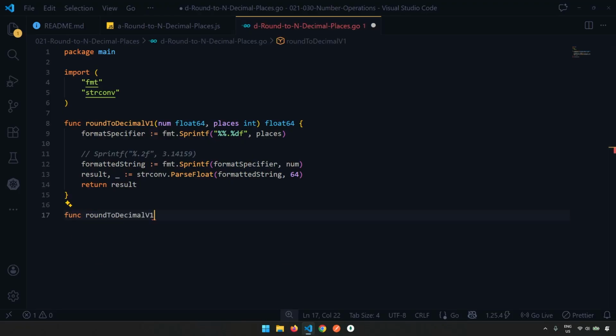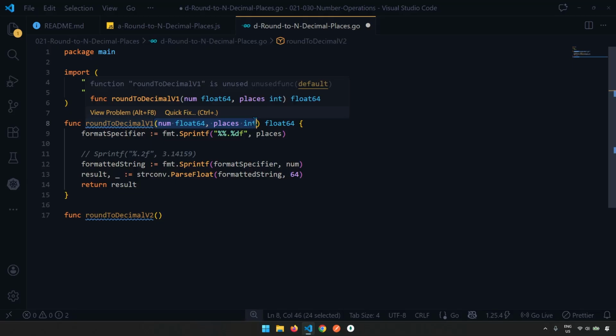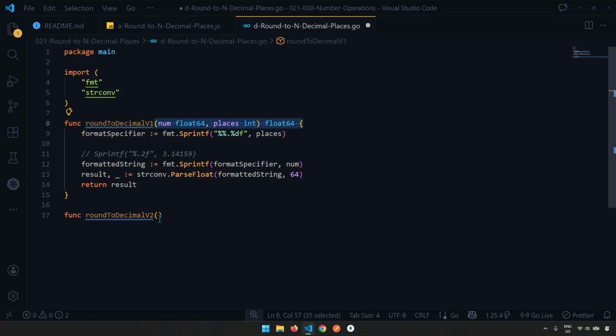So this is going to be round to decimal v2. This is the simpler one of the two. We are going to select, I could select all of this, put it right here, add another curly brace. Now let's jump there. So what do I want to do here?